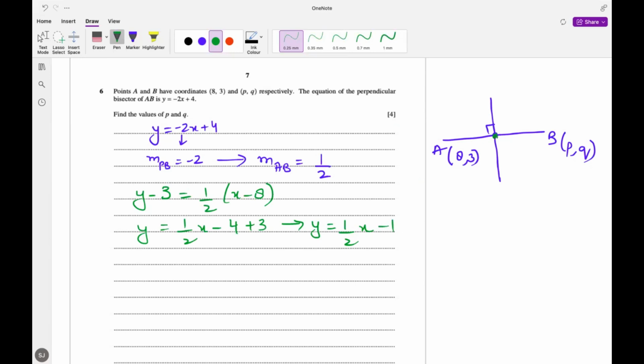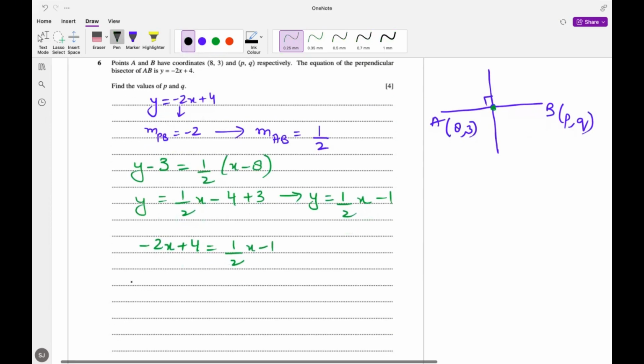Now to find this midpoint, or the point of intersection, we'll solve the equation of AB and the equation of the perpendicular bisector simultaneously. The equation of the perpendicular bisector was y equals minus 2x plus 4, and the equation of the line was y equals 1/2 x minus 1. Solving them simultaneously, we'll first take the LCM. So this will become minus 2x plus 4 equals (x minus 2)/2.